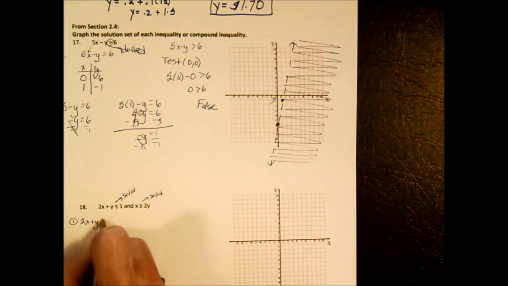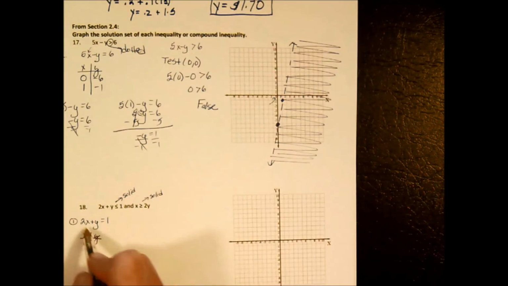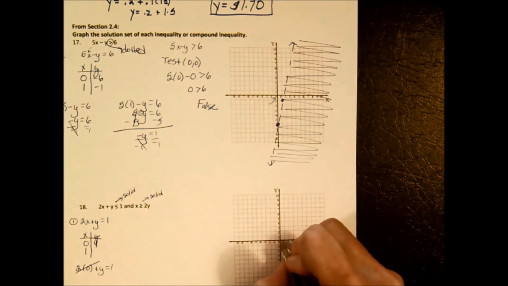So let's start with our first equation. Its boundary line is 2x plus y equals 1. I'm going to, again, pick 2 points. Since the y has a 1 in front of it, I'm going to pick values for x, the points 0 and 1, just because they're easy. If I pick 0, it would be 2 times 0 plus y equals 1, or just y equals 1. That was an easy one. So I have the point 0, 1 as my first point.